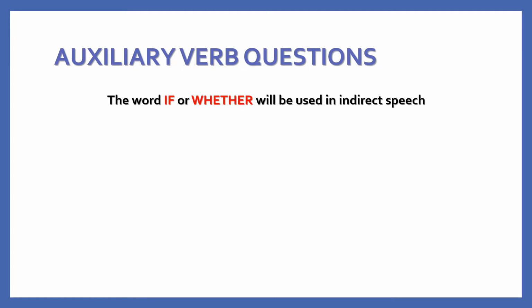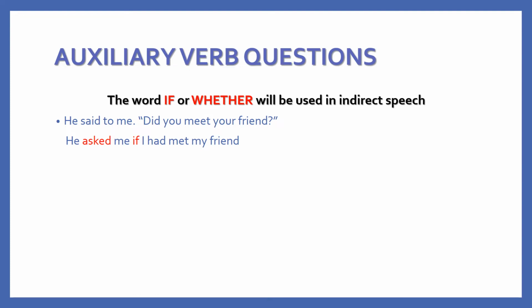To convert an auxiliary verb question, we will add the word if or whether in the indirect speech. You must note first that the conjunction that will not be used and the reported speech will be converted into assertive form. He said to me, "Did you meet your friend?" So said to will be converted to asked. He asked me if. The reported speech now is converted into an assertive sentence. So it becomes, "I had met my friend."